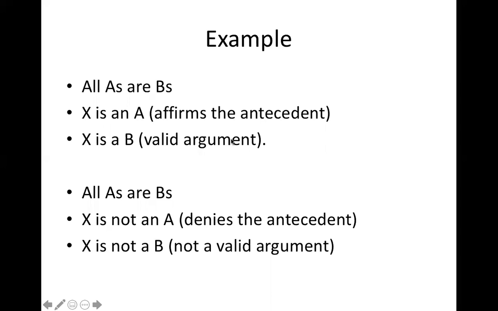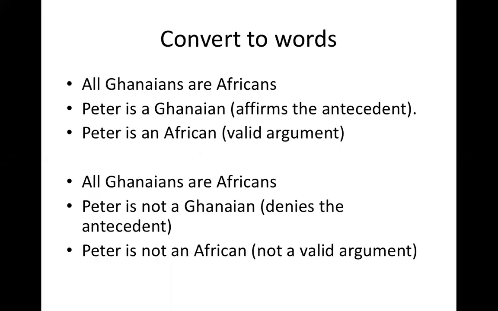So all A's are B's, X is an A, affirms the antecedent, X is a B, is a valid argument. All A's are B's, X is not an A, denies the antecedent, X is not a B, is not a valid argument. Now let's convert it to words. All Ghanaians are Africans. Peter is a Ghanaian, affirms the antecedent. Peter is an African, is a valid argument. Now all Ghanaians are Africans. Peter is not a Ghanaian, denies the antecedent. Peter is not an African, is not a valid argument.